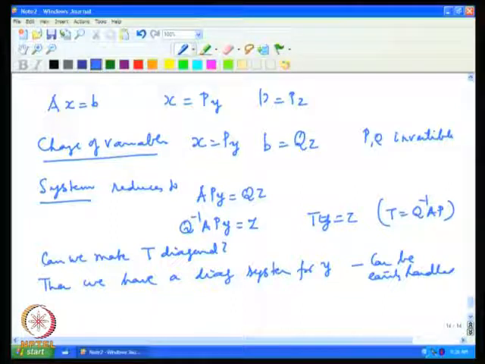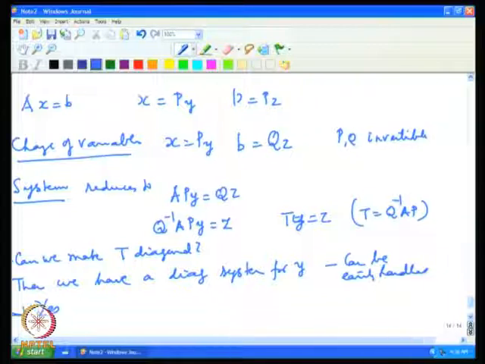Now, the answer to this question, can we make T diagonal, is yes. Given any matrix, of course with reasonable conditions on A, we will put the right framework, but generally we can say the answer is yes. And therefore, this gives us a better handle on the system by using two different coordinates, one to transform the unknown x, the other one to transform the known b.